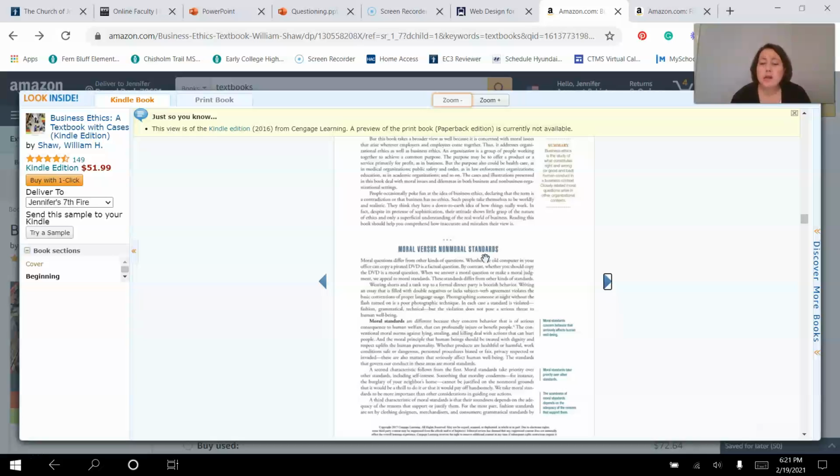Another question, as I look at moral versus non-moral standards in this business ethics class textbook: would there be a situation when something in business would be moral and not ethical, or not moral but ethical? And what would that situation be? So that's an example there.